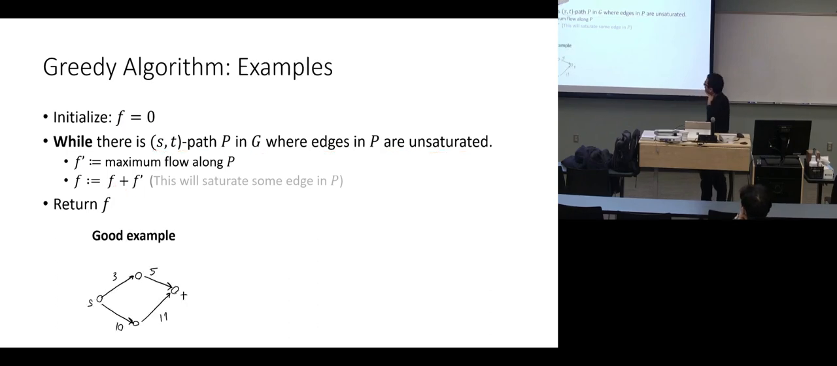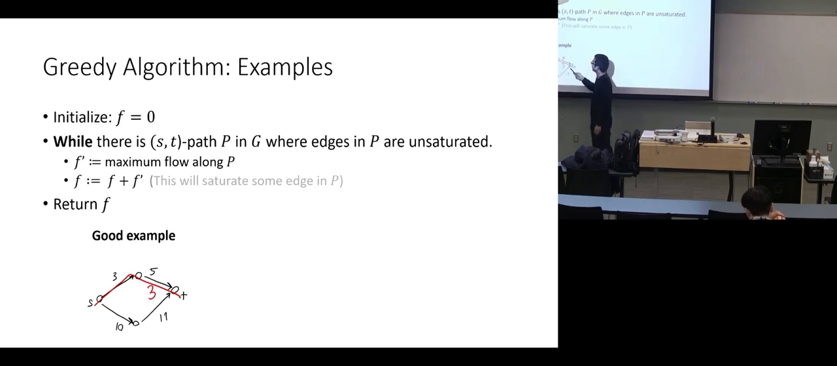Okay. So let's see one example. An example can be like this. This is a good example where the algorithm would work, right? So I just start with zero flow. Then just try to find an S-T path. So I go like this, right? This is a path which is not saturated. Then the flow that I should push through this path should be 3, because this is the bottleneck.